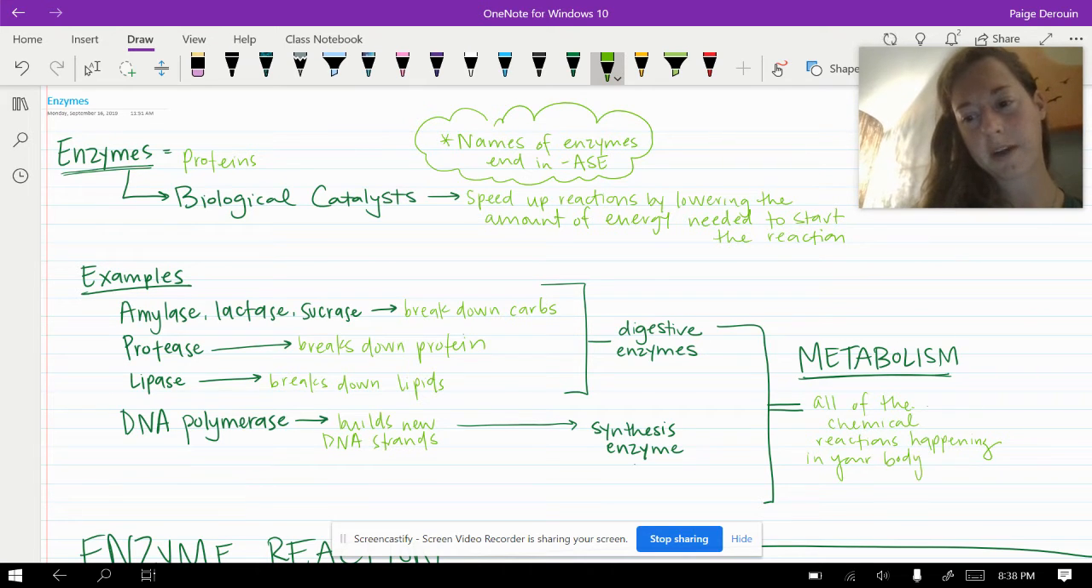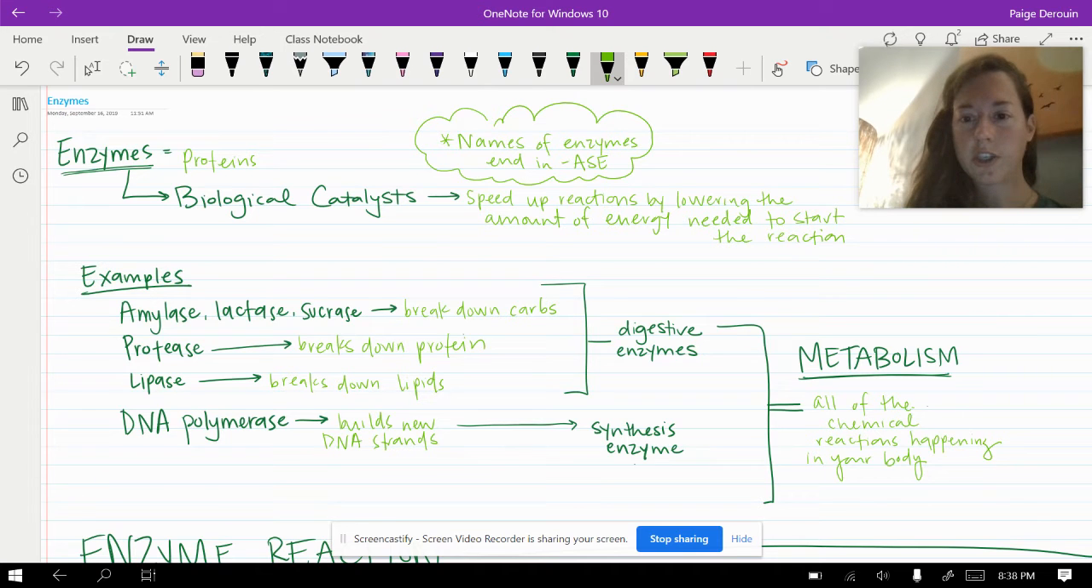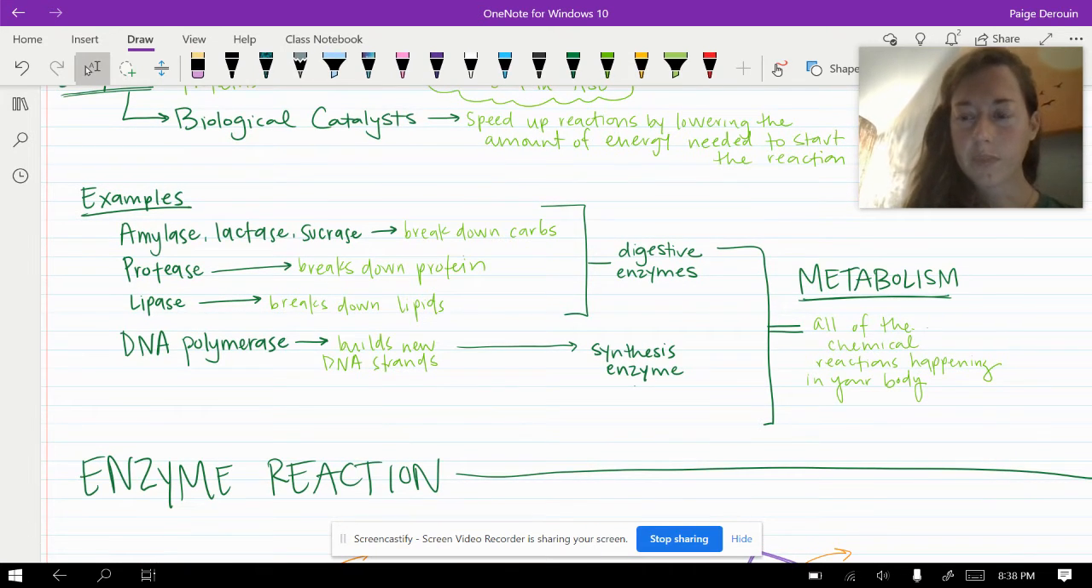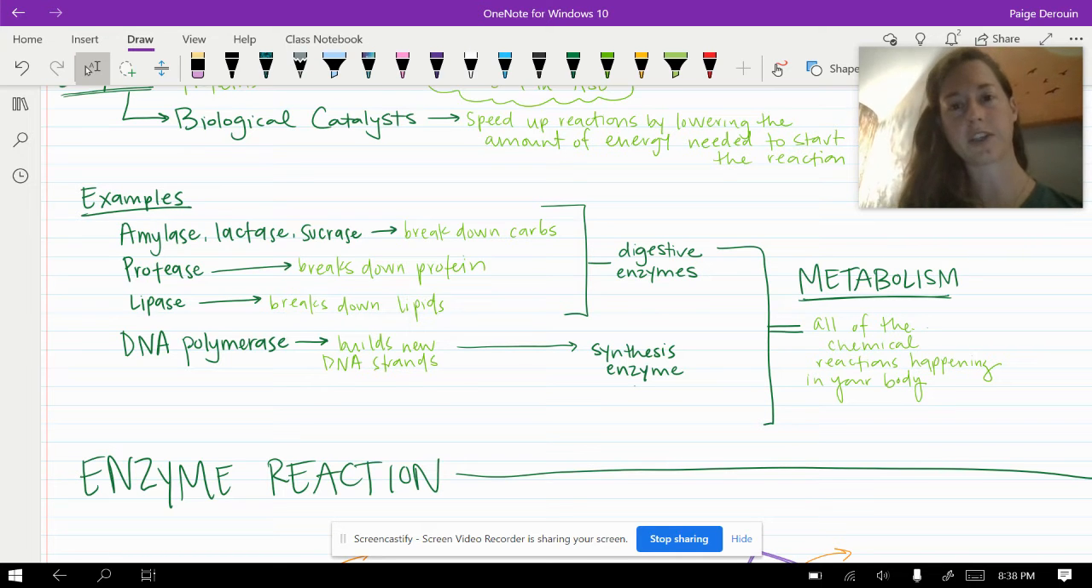A lot of people think about metabolism as just how fast your food breaks down, but it also has to do with how fast you're able to rebuild things back up, whether that's a protein or DNA or new membrane, whatever it is. That's also part of your metabolism, which of course is related to energy, which is the topic of this unit.